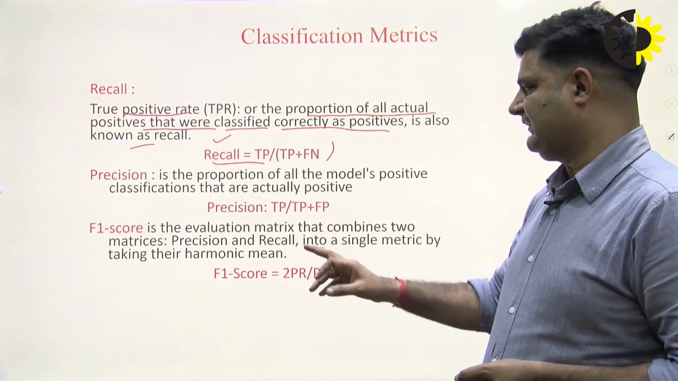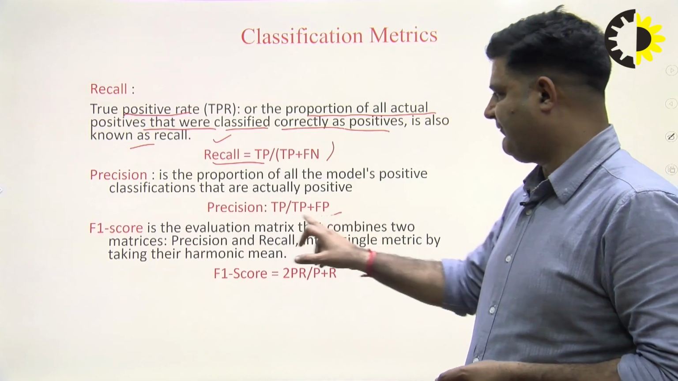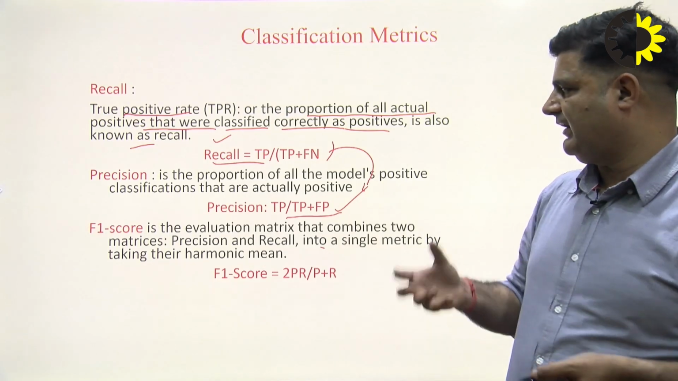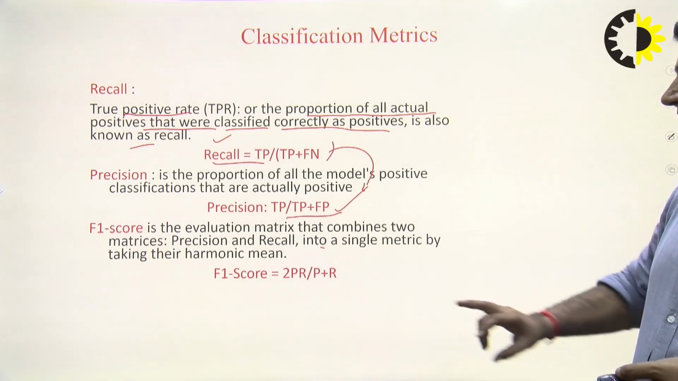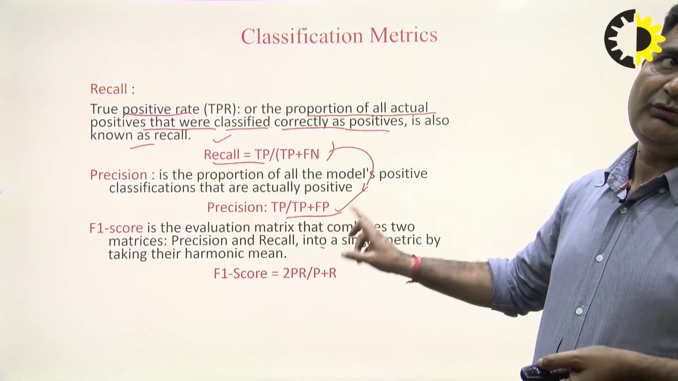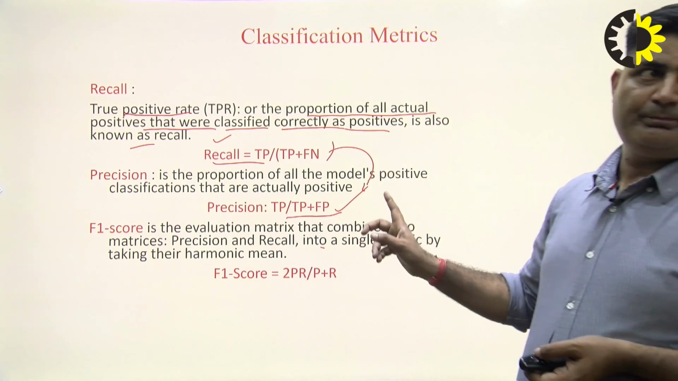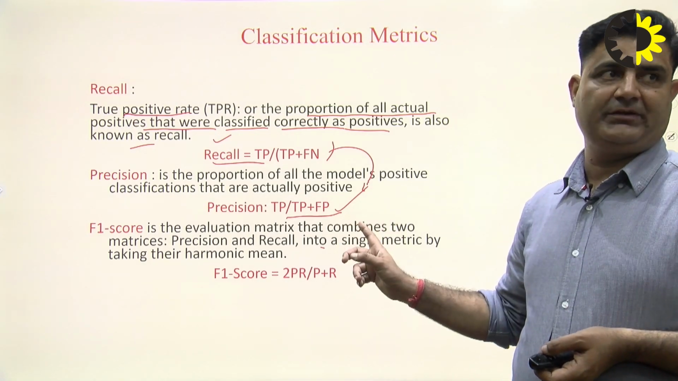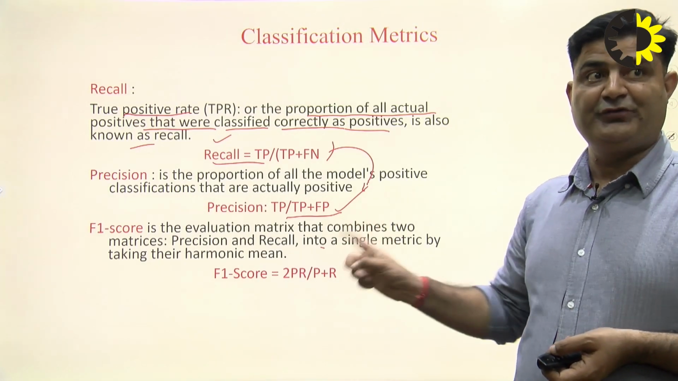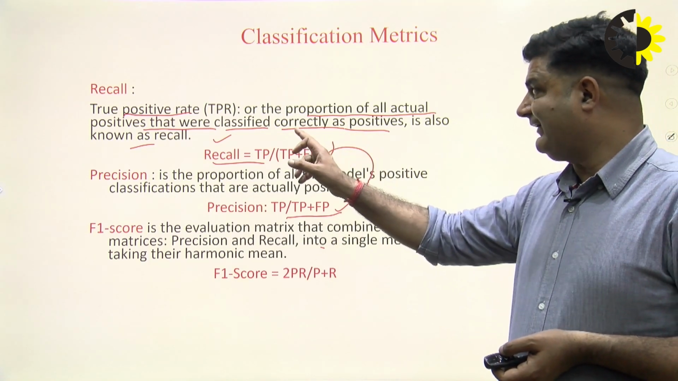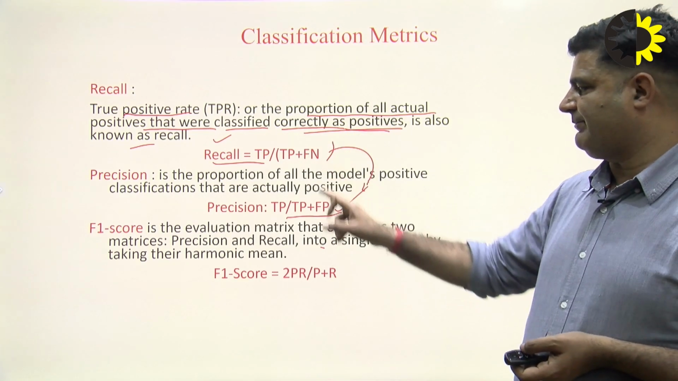Similarly, we have precision. Precision is TP upon TP plus FP. So the only difference is FN and FP. If we compare recall and precision, the difference is only between the false negative and the false positive value. Precision is the proportion of all the model's positive classifications that are actually positive, actually correct.